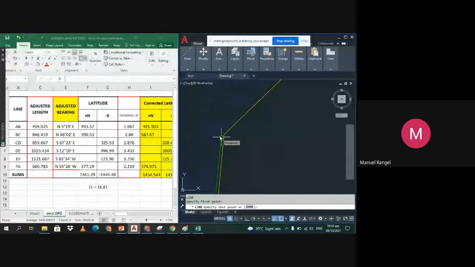Line BC at 846.419, the adjusted bearing of north. Kindly check kay usay malibat ko sa monitor, di na ako maklaro. 02 is okay.